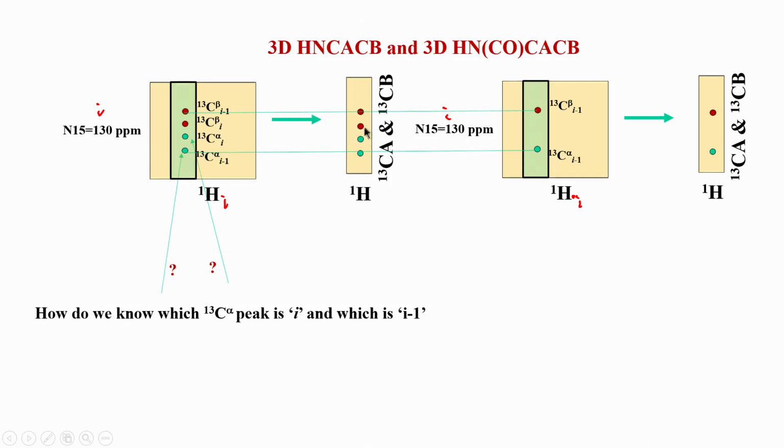Now, when this is I, then the positive phase will be C alpha and the negative will automatically be C beta. So, we look at this combination of positive and negative for C alpha and C beta, and we look at the combination of HNCO CACB and HNCACB for distinguishing I from I minus 1. In this manner we can actually separate two residues I and I minus 1.